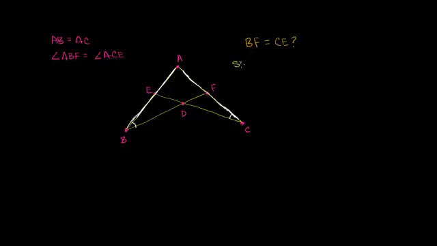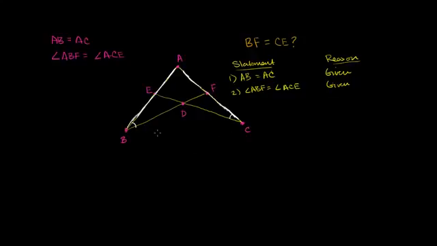So let's write our statements. Statement. And then over here, I am going to write my reason for the statement. So let me just rewrite this, just have a formal two-column proof. So we know AB is equal to AC. So this is statement 1, and this is given. We know statement 2, that angle ABF is equal to angle ACE. Once again, that was given.